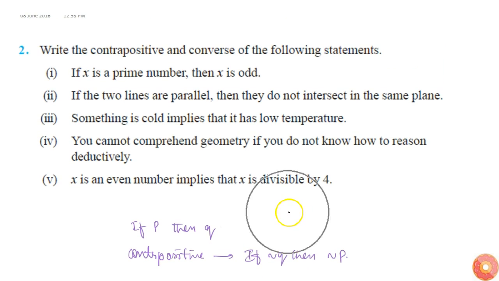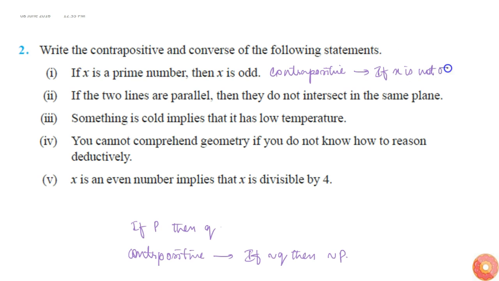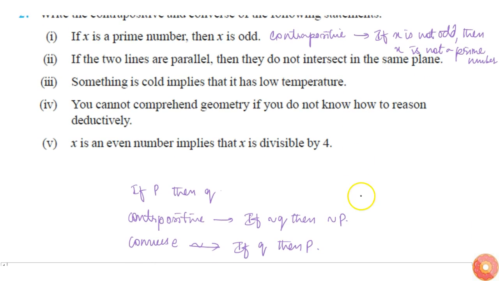So here, for the first one, it says if X is a prime number then it's odd. First I'll write the contrapositive of all the sentences. Contrapositive will be: if X is not odd, then X is not a prime number. So this is the contrapositive of the first one. I just rewrote if P then Q into if not Q then not P form.